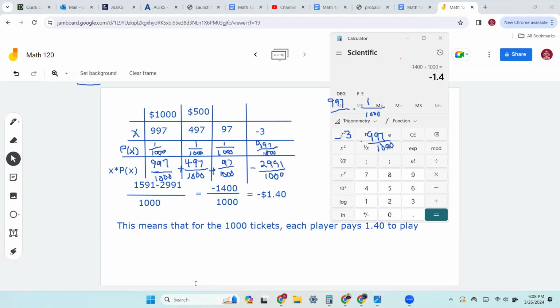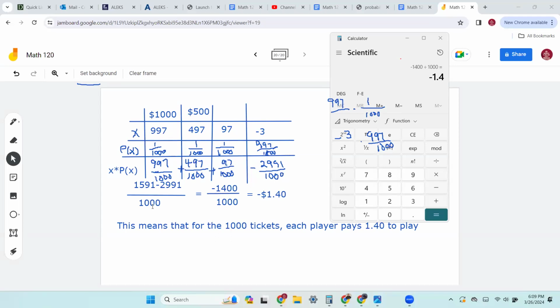Because it's just a matter of you've got to take into account all of those things. You've got to take into account how much you're paying, how much you're actually getting, and what the probability is for each one. And like I said, it's really hard sometimes to grasp what that means, that negative $1.40, because that means for the player, they're paying $1.40 on average. No one player is going to be paying $1.40. They're either paying $3, and three lucky people are going to get $997, $497, and $97.